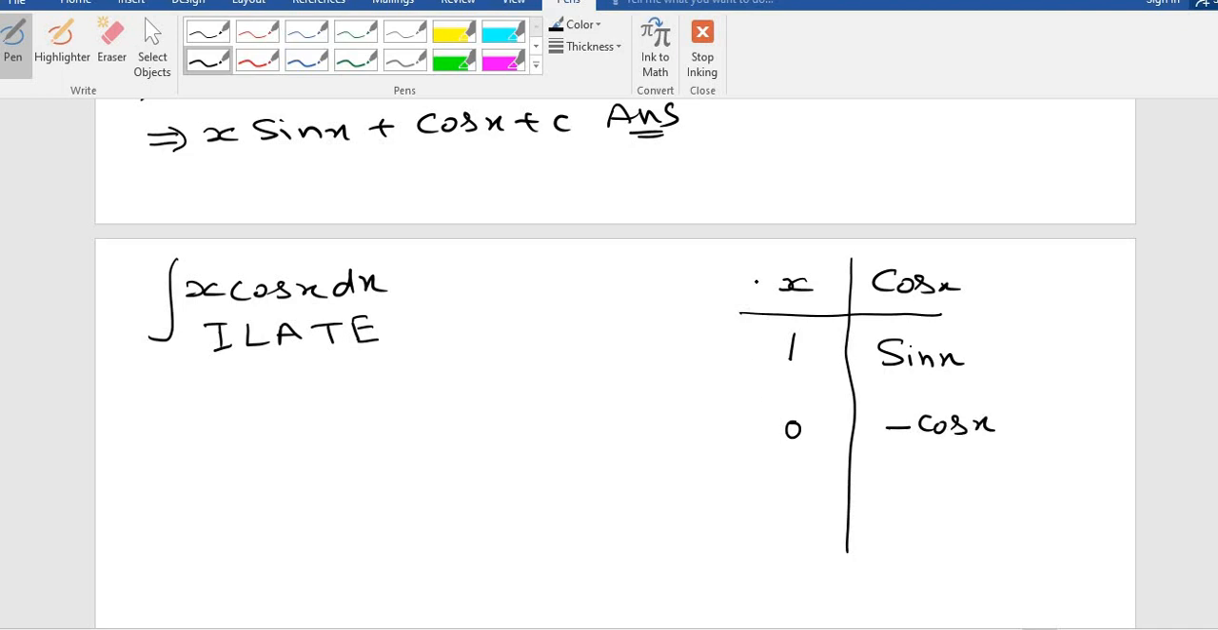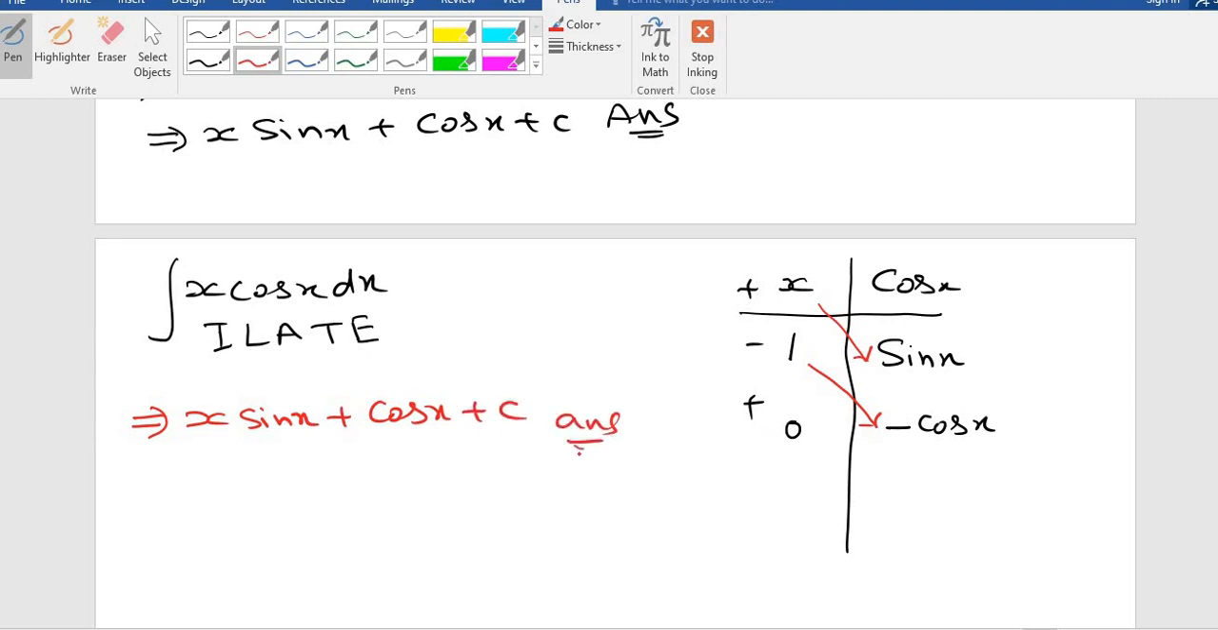Then write the signs here: plus, minus, plus, and multiply using the vertical arrows like that. Then write that one: plus x multiplied by sine x. And multiplying this one, minus multiplied by minus is plus cosine x. The 0 term contributes nothing, so plus c.